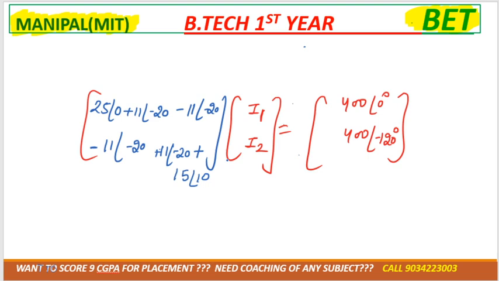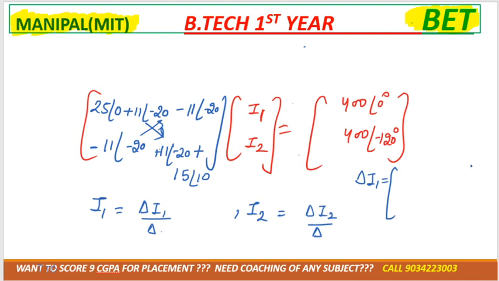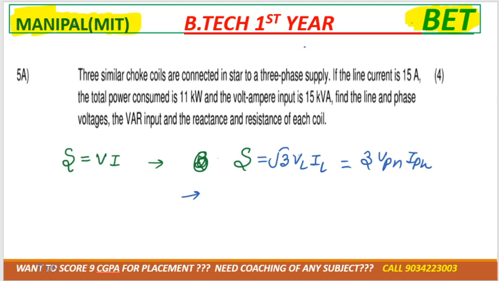Okay, you got it. Then you will get I1 by delta and I2 by delta. So delta would be this into this. How will you calculate delta I1? By replacing the first column: 400 angle 0 degree, 400 angle minus 120, then 11 angle minus 20, and the same thing, right? Can you do it for the others?